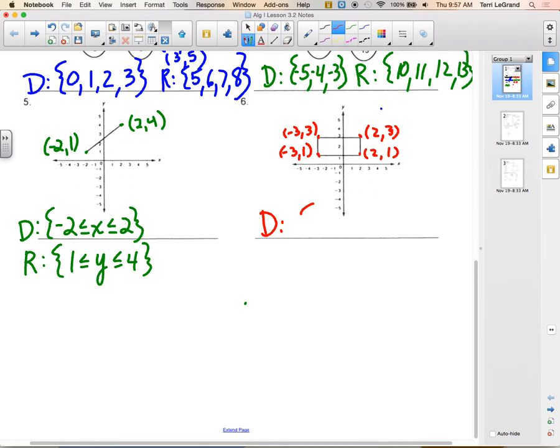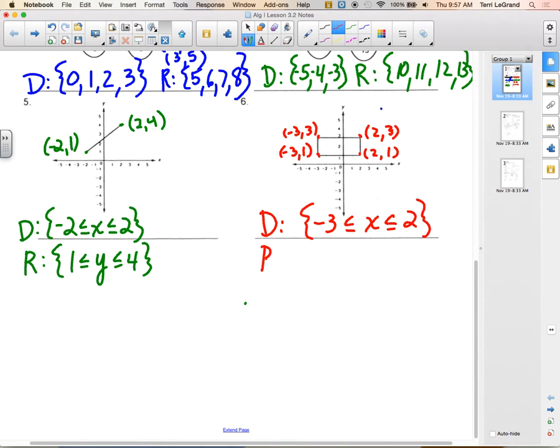So who wants to be the brave soul to give us the domain? Are you ready, Riley? Yeah. Negative 3 is less than or equal to x is less than or equal to 2. That's it. Good job. The x values, that's the horizontal. How far can it go horizontally on the graph? It doesn't go out any further than -3 on the left. It doesn't go out any further than +2 on the right. There's our domain for this one.